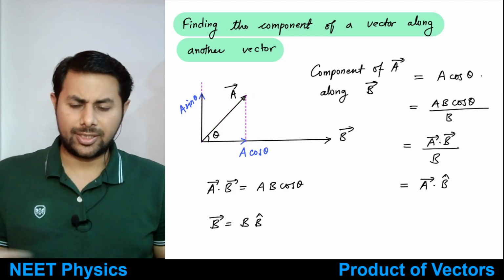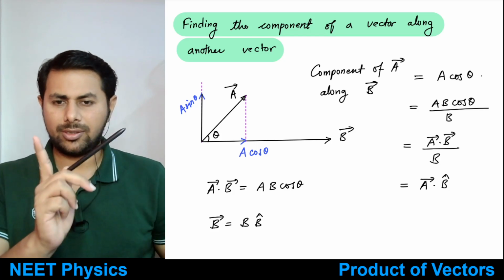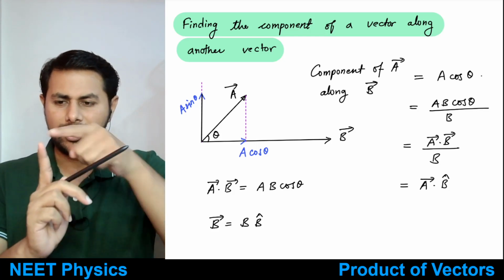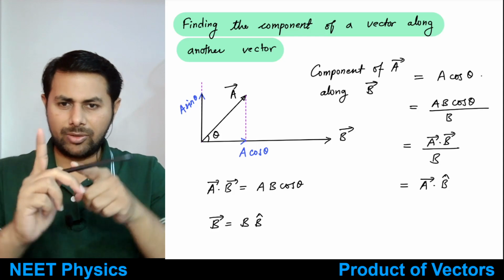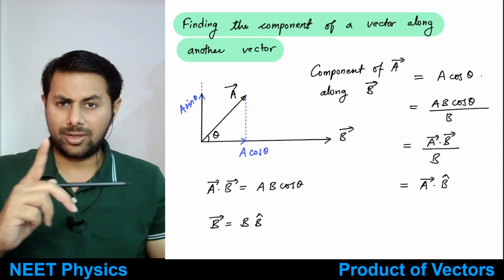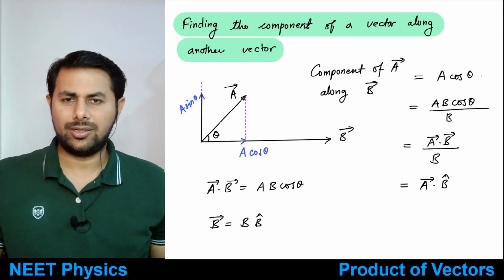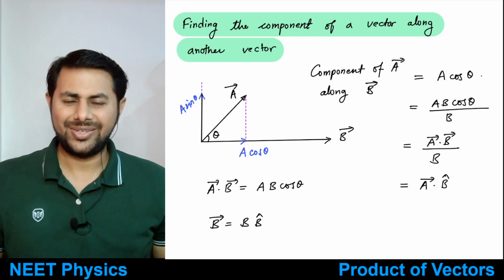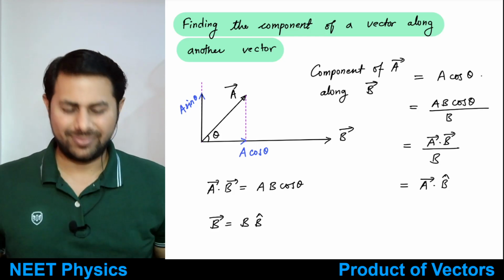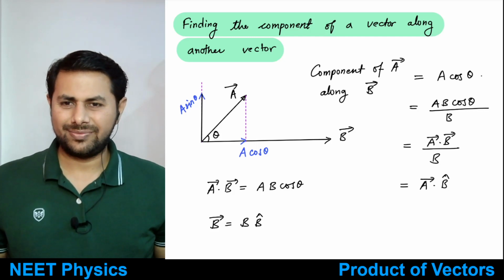It is completely general. Why? Because suppose this is a bar and this is b bar, I find the component. Now if I rotate the two vectors such that b bar is along x-axis, still the component will remain the same, because I am rotating both of them. Is this clear?